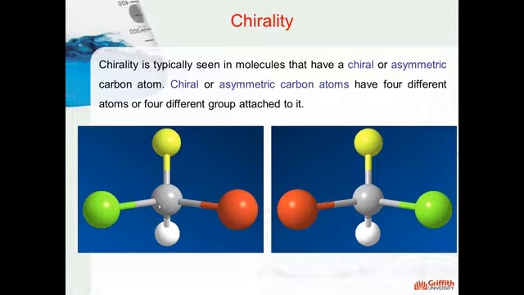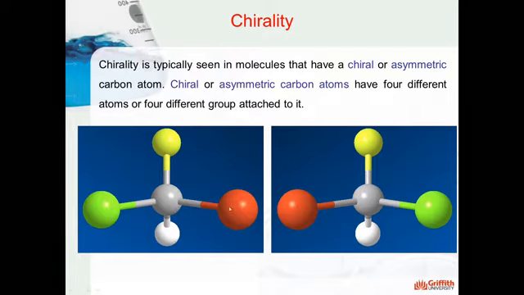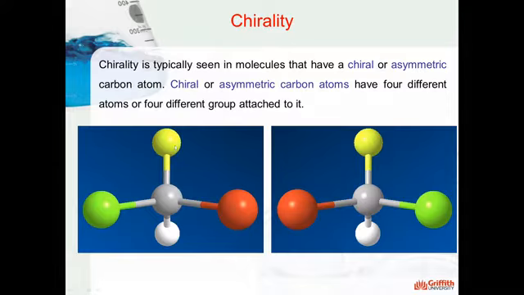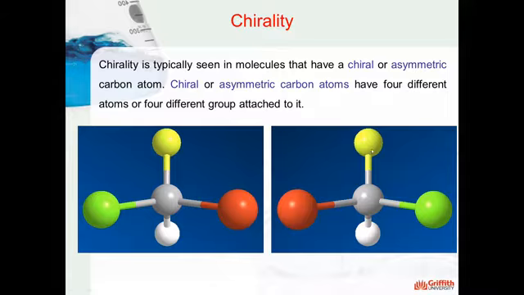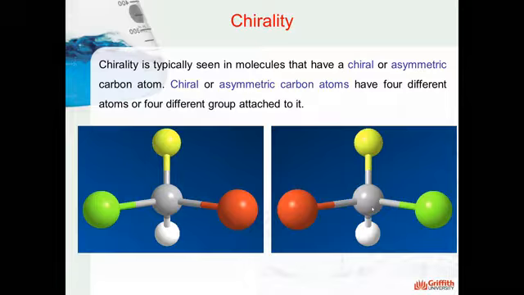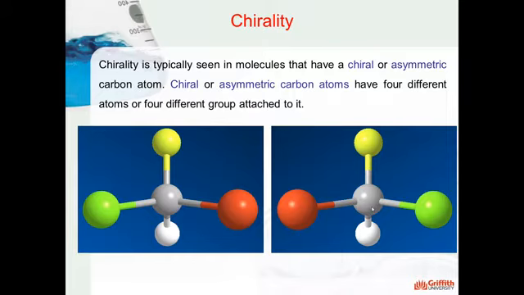You can see with the ones on the left and the right, the green and the red, that they are coming out towards us, and then the yellow and the white groups are going back behind the molecule. This carbon has a tetrahedral shape, and these 2 images are mirror images of each other, and because we've got these 4 different groups on that carbon, they are non-superimposable. A bit like our left hand and our right hand, they are mirror images of one another, but they are non-superimposable. You can't overlay your right hand and your left hand and have everything lining up.